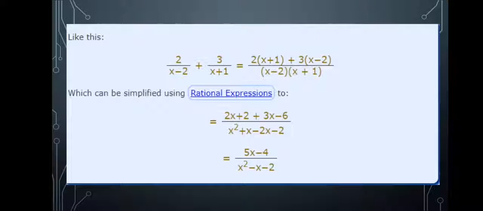This is how you will have to add the two fractions to get their sum in the form of a fraction. It is 5x minus 4 by x square minus x minus 2. But what will we have to do if we have to find out which two fractions are added to get 5x minus 4 by x square minus x minus 2? For this we have a method or a process which is called partial fraction decomposition, in which a simple fraction is resolved into its components or its parts.